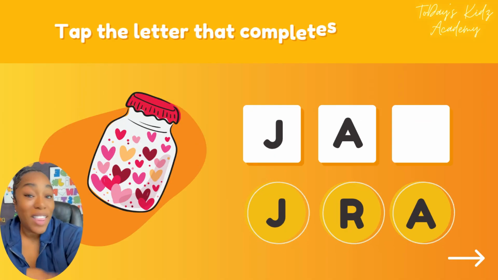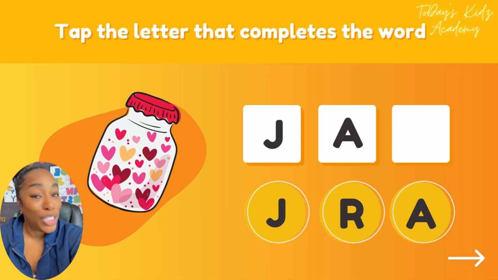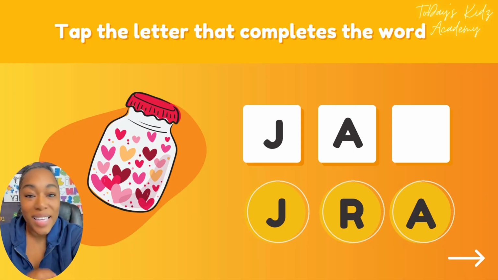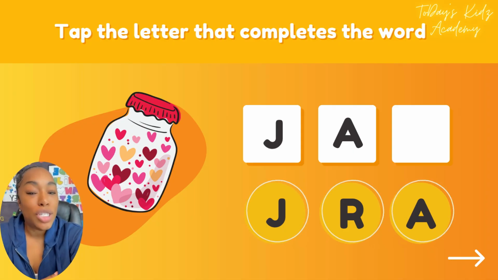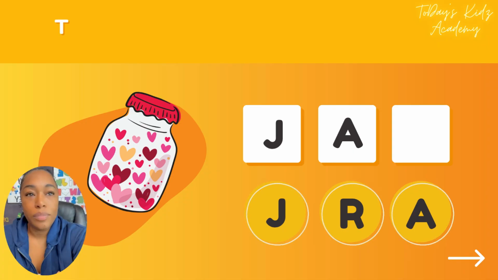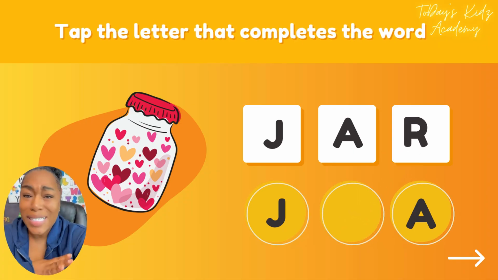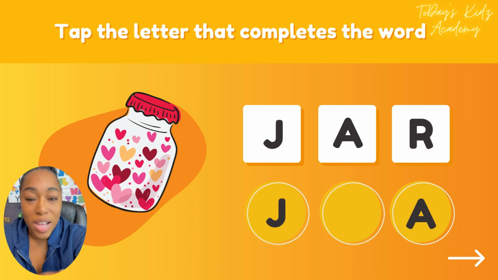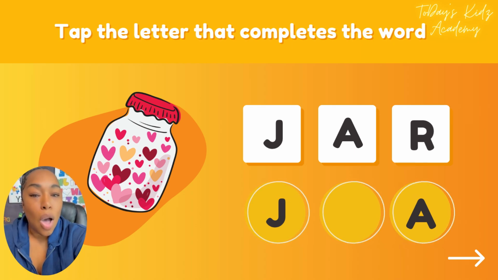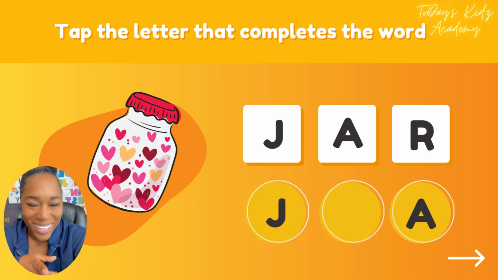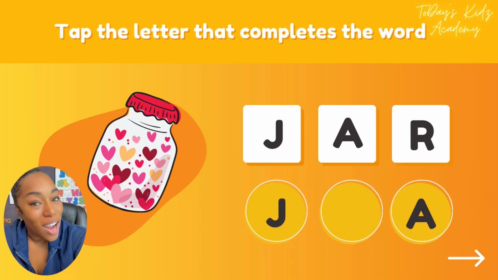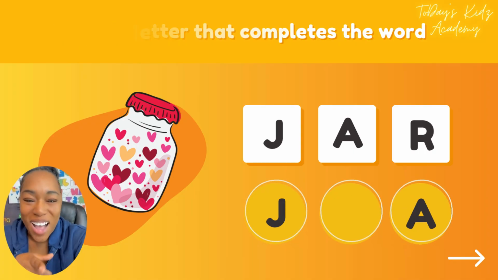Tap the letter that completes the word jar. This is a jar. Jar. What letter is missing in jar? R. Did you pick R? R is the missing letter in jar. Good job, guys. You're smart.